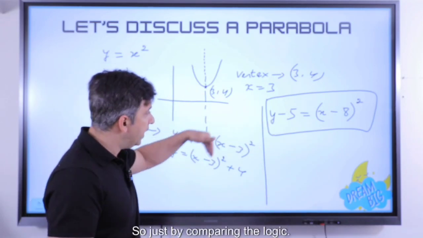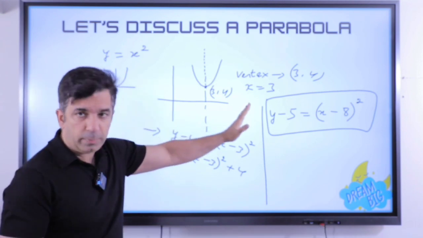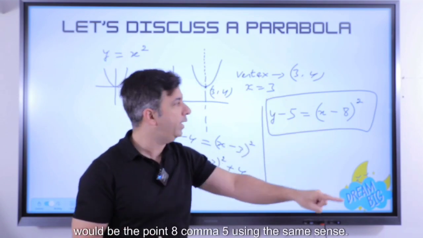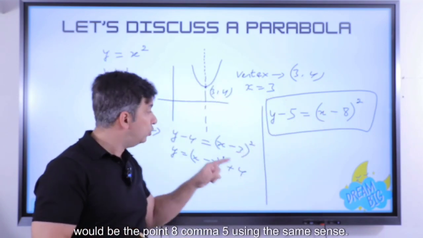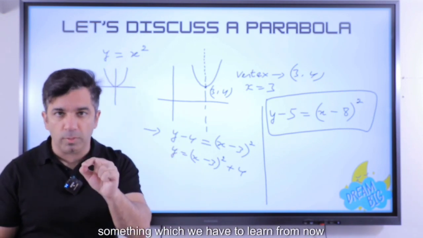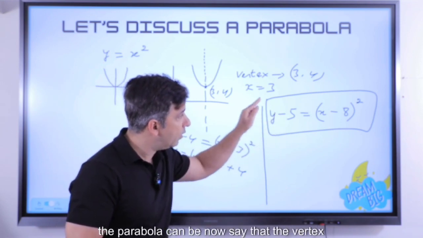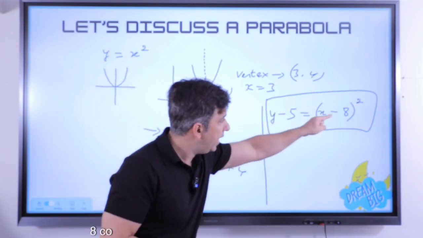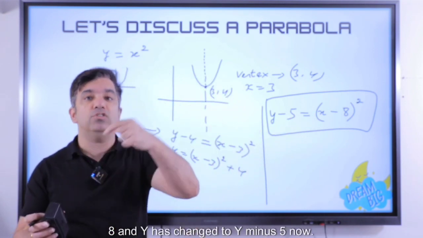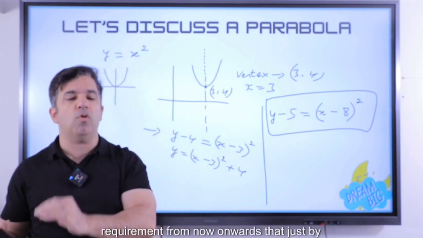So just by comparing the logic, can we say that by using the same concept, the vertex of this parabola would be the point 8, 5? This is the important part now. And this is something which we have to learn from now onwards. Just by looking at the equation of the parabola, can we now say that the vertex of this parabola is 8, 5, because x has changed to x minus 8 and y has changed to y minus 5. Now this is the sense that is our requirement from now onwards.